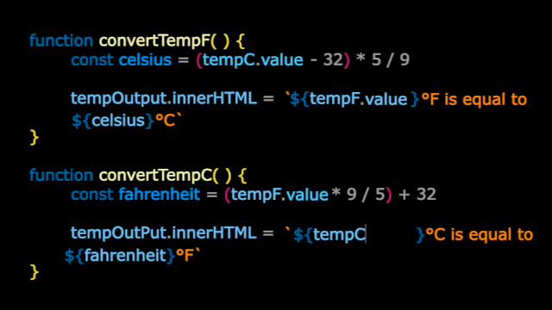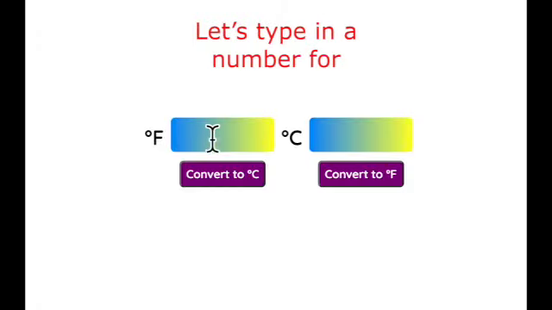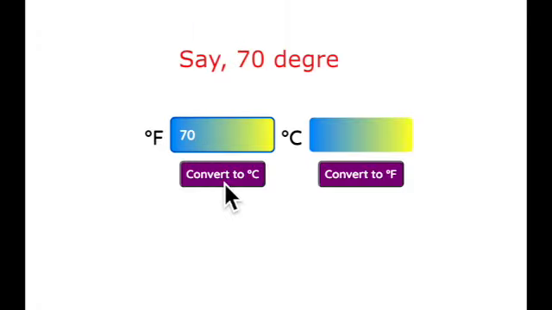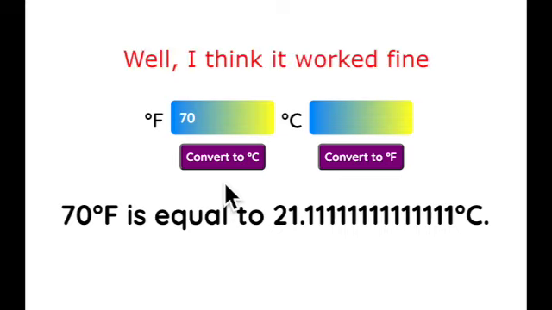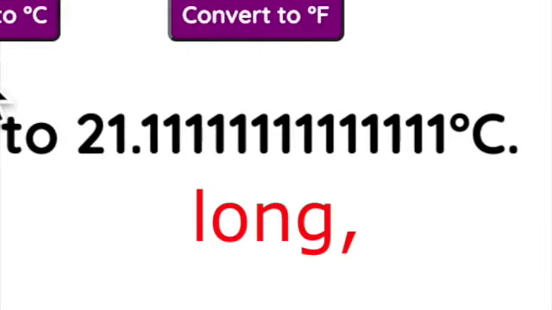Remember to add value to the first part. Let's type in a number for the Fahrenheit, say 70 degrees. Well, I think it worked fine, but what's with the crazy long number?